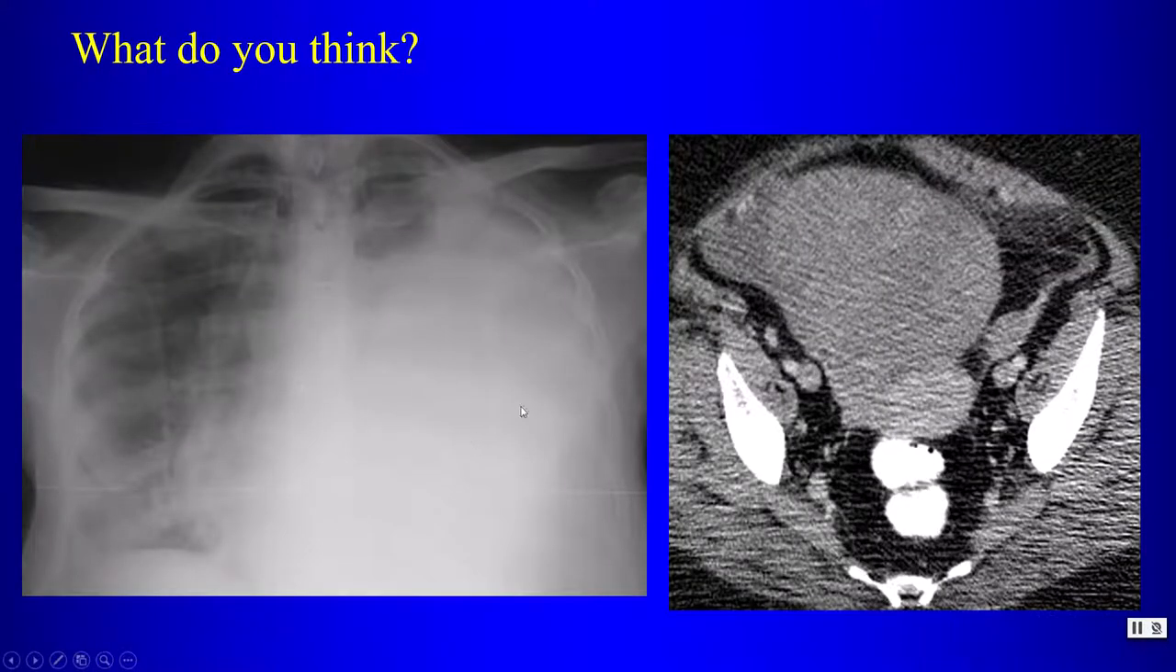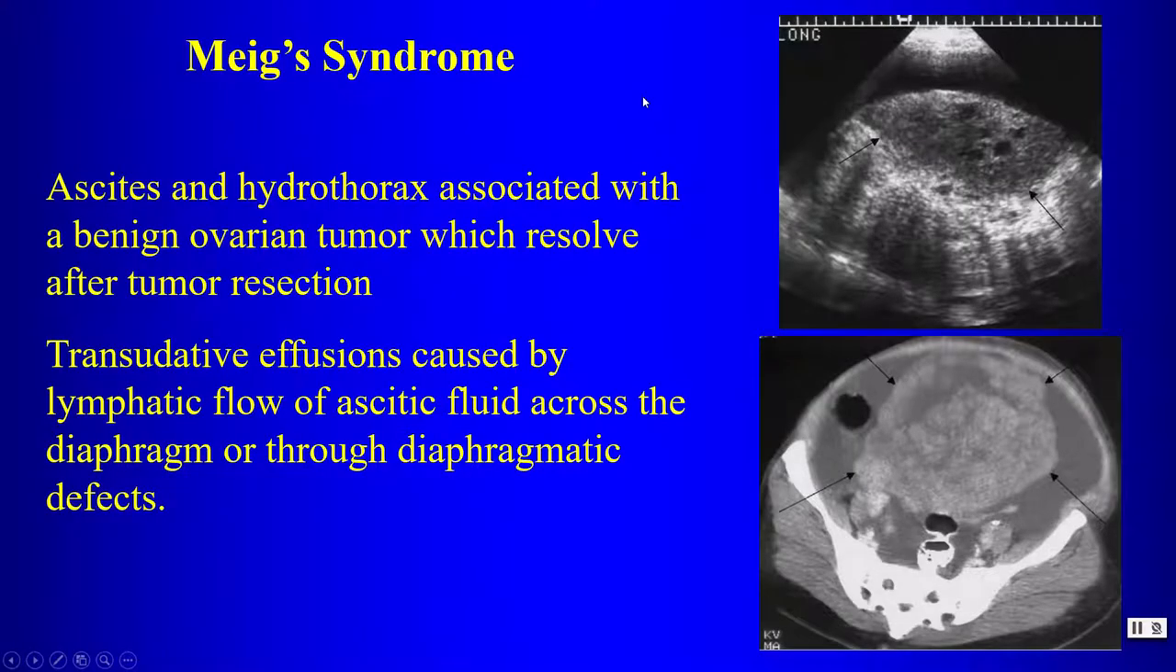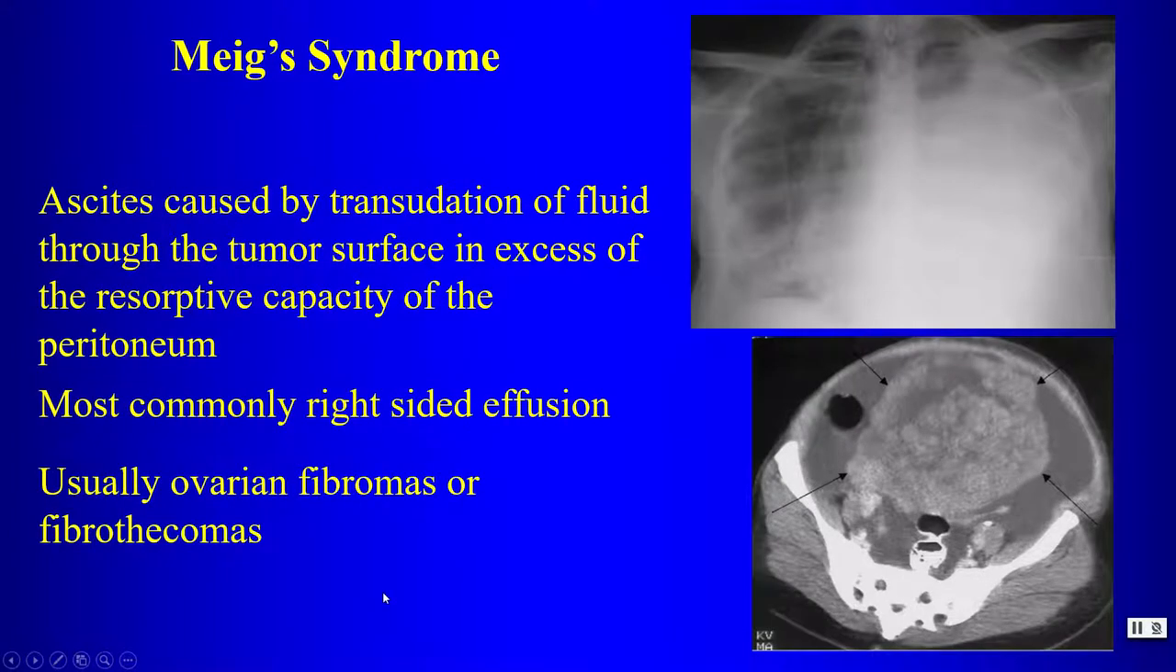Here's a patient who has a large pleural effusion and also has a pelvic mass. This is a female patient. So this is an entity which is called Meigs syndrome. So Meigs syndrome is when we have ascites and hydrothorax associated with a benign ovarian tumor, and the pleural effusion and ascites will resolve after tumor resection. It's usually a transudative effusion caused by lymphatic flow of ascitic fluid across the diaphragm or through diaphragmatic defects. Again, more commonly right-sided, although in the example that I'm showing here, it is left-sided.